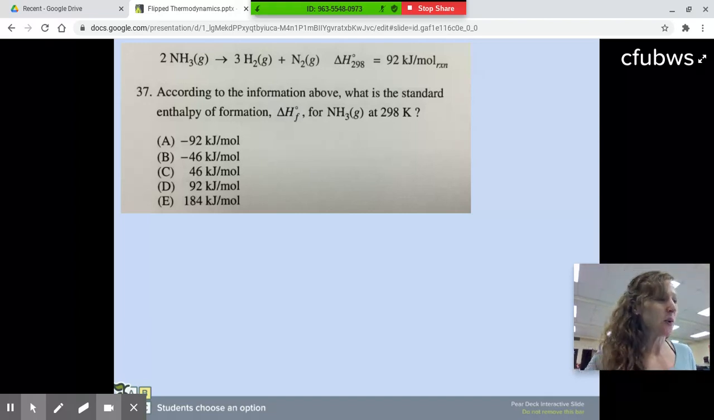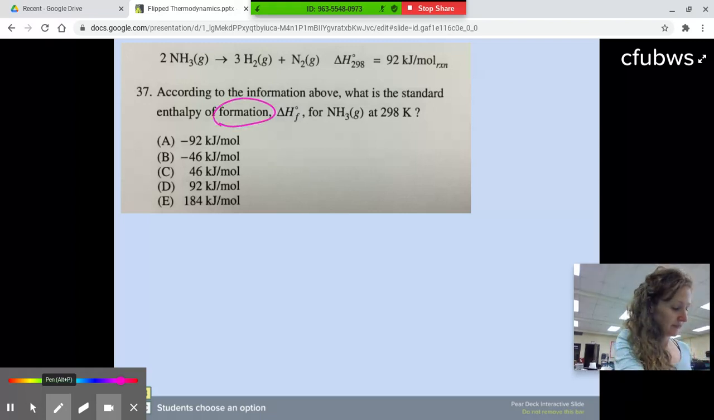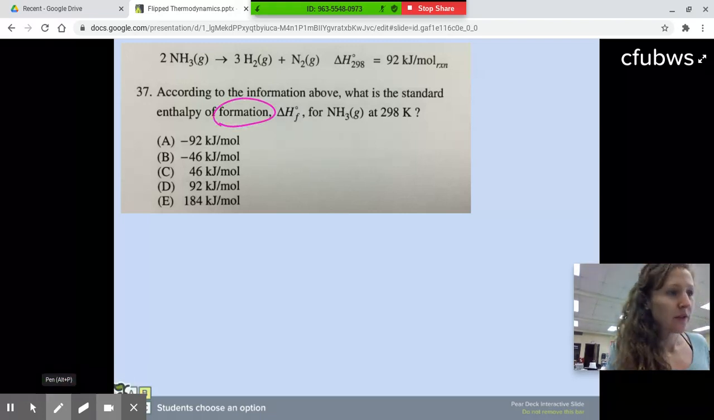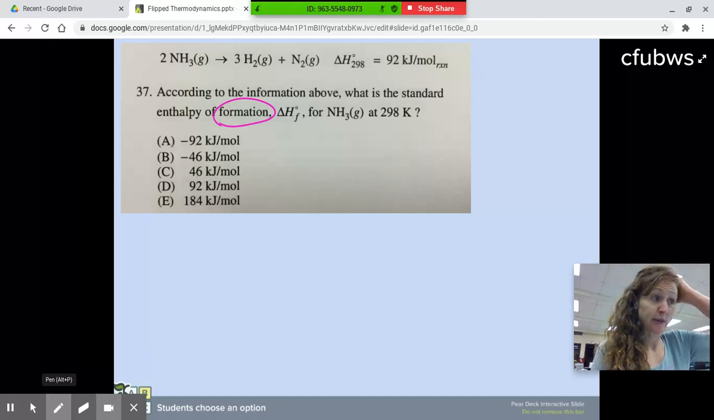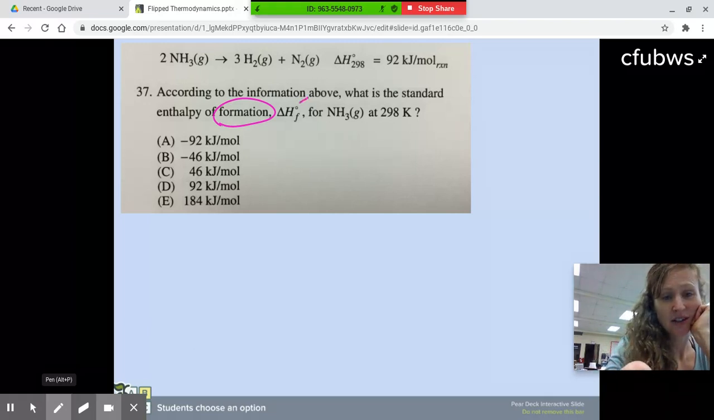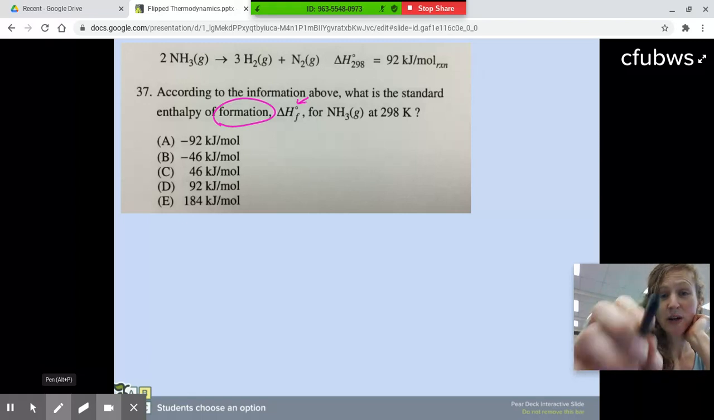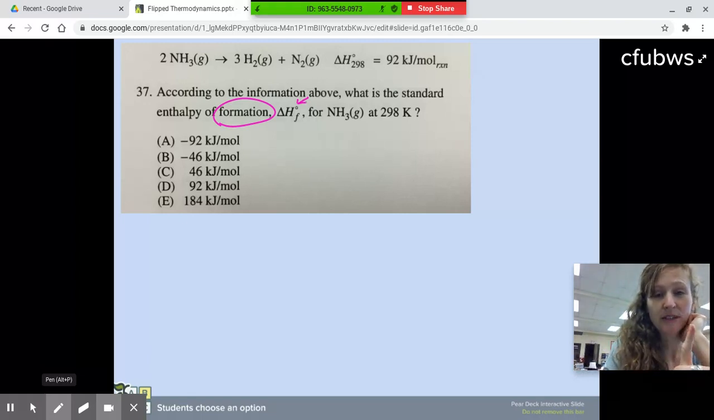Okay, so this question gets to the idea of what is a formation reaction. Can you guys tell me the qualities of a formation reaction? What has to be true in order for it to be a formation reaction? Oh, a standard enthalpy of formation. Okay, yeah, 1 mole of product. So whatever your product is, there has to only be 1 mole of it. That's what standard means. What's formation though?